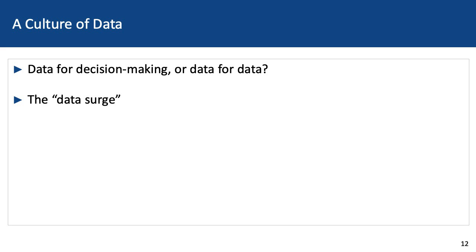A culture of data. So, what do we mean by culture of data? So, we're looking at data for decision making or data for data. And then we'll also be looking at data search. Polio has a strong culture of data. This is, as we have discussed, a strength, and it has been something other programs have drawn from. It can also lead to some complexities.